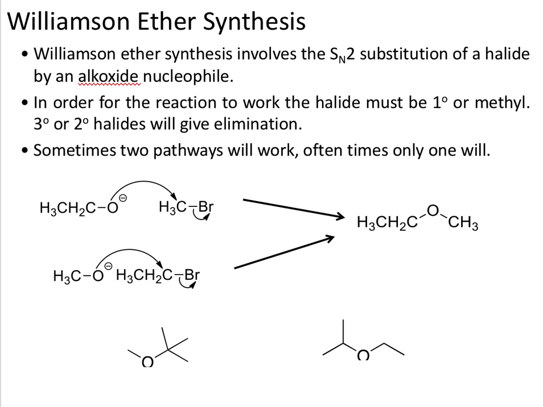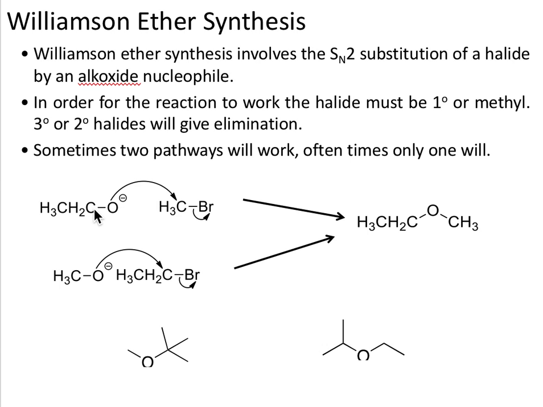And the Williamson ether synthesis is a really simple reaction mechanism. It's just an SN2 mechanism of an alkoxide nucleophile on a primary or a methyl halide. So recall, you can form an alkoxide from an alcohol by treating it with a strong base. So if you take, for example, here you have an ethoxide anion.